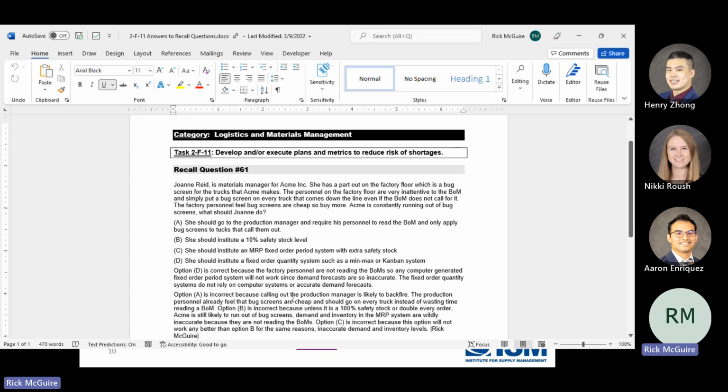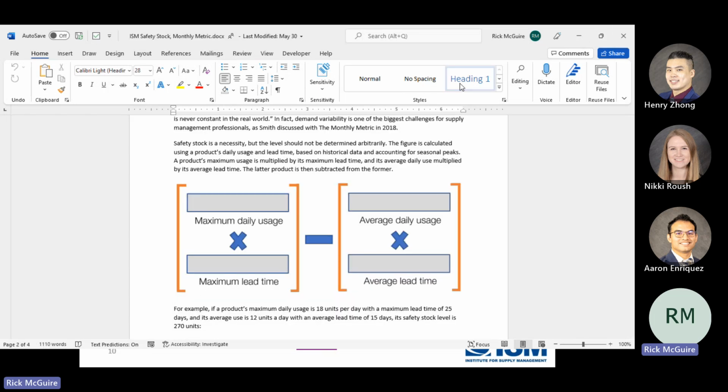But then about A, it's likely to backfire. The production personnel already feel that the bug screens are cheap and should go on every truck instead of wasting time reading a BOM. So yeah, you might not win that battle.